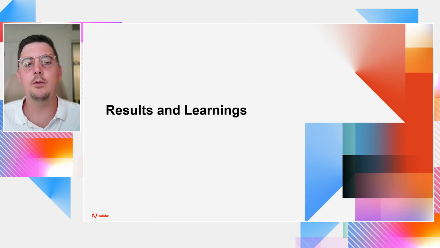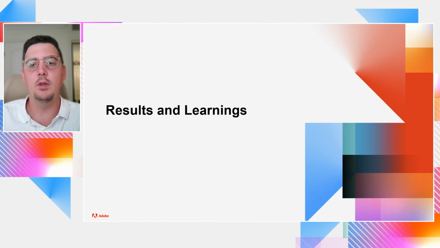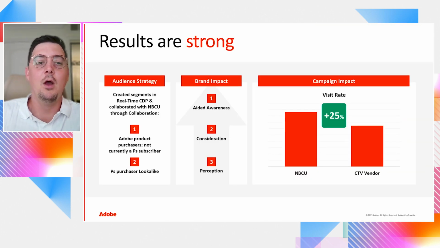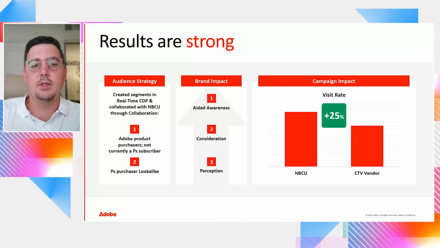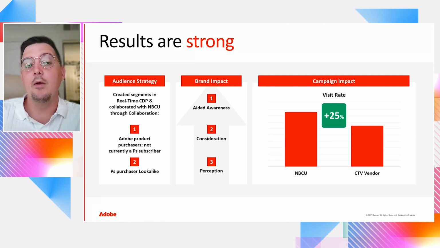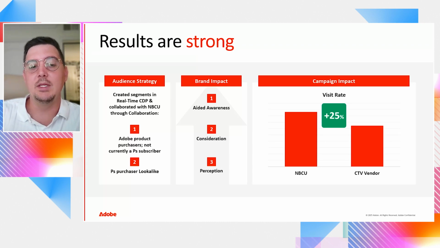So how do we learn from these results? Well, let's jump into it. Through initial tests with collaboration, we've seen the power of our first party data. One of our biggest partnerships to date was with NBCU, where we looked at 2 different Photoshop audiences. We looked at existing Photoshop subscribers, and then built a lookalike on them, and then people who purchased other Adobe products but have yet to purchase Photoshop.